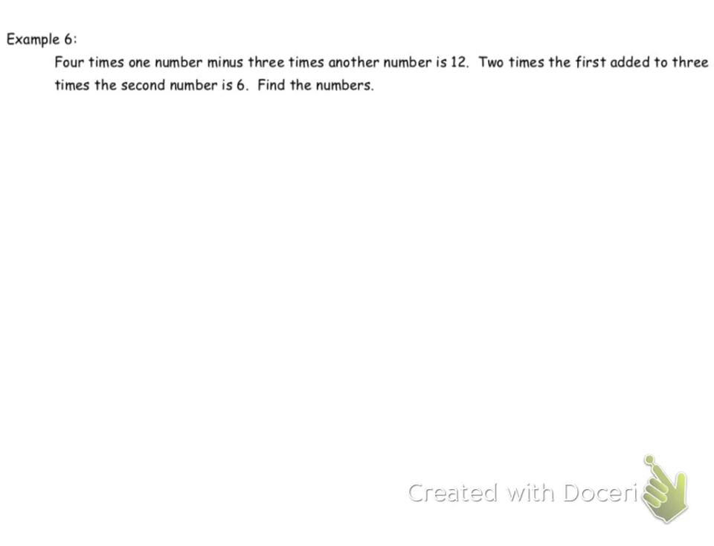So, Caden, tell me the first equation. 4x minus 3y equals 12. Very good. 4 times one number, x, minus 3 times another number, y, is 12. Somebody help me with the second equation.